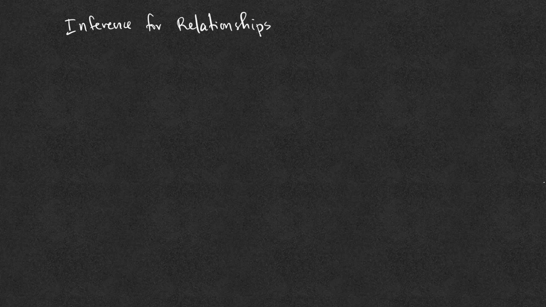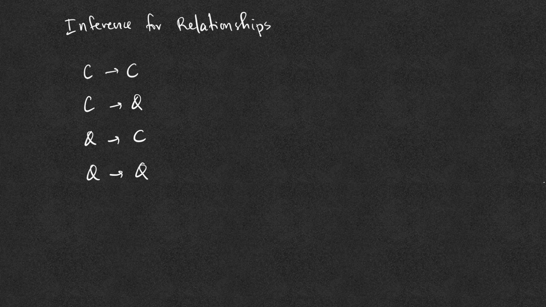Inference for a relationship. When we talk about relationship, there should be two variables. Recall the role type classification: C to C, categorical to categorical; C to Q, categorical to quantitative; Q to C, quantitative to categorical; and Q to Q, quantitative to quantitative.